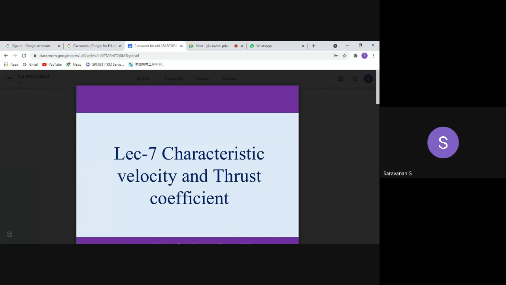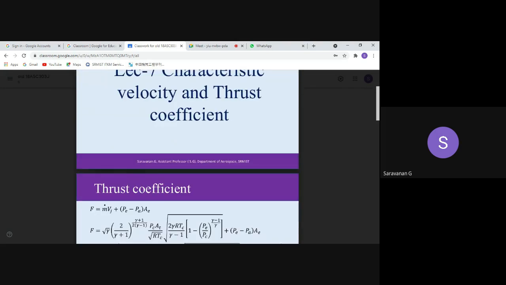Let us start our today's session with a new topic. The topic is characteristic velocity and thrust coefficient. This we already discussed in our rocket performance parameters. And I'm going to give you a deep introduction and discussion about this topic, as well as some numericals related to rocket engine performance.